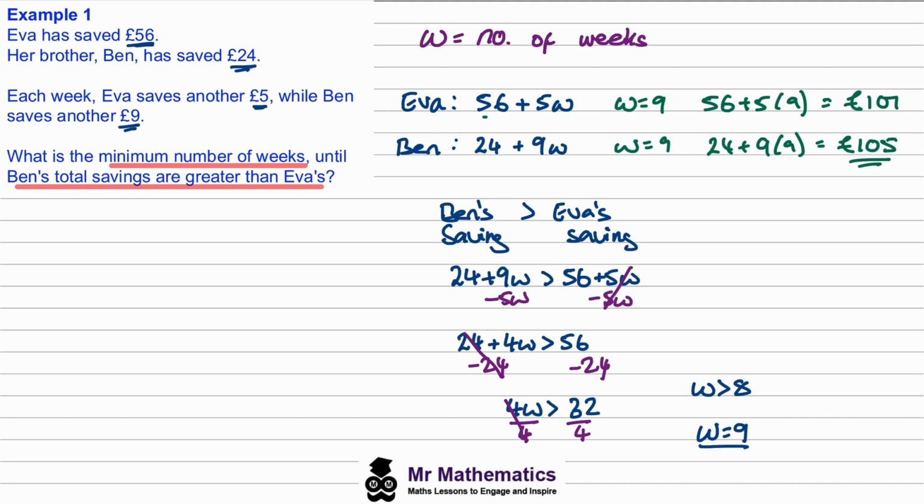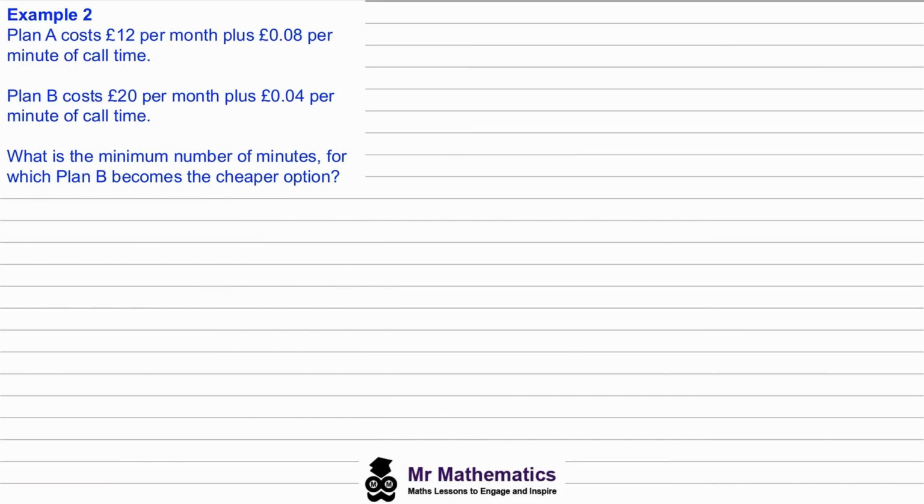Let's try example 2. So now we're told we've got 2 plans. Plan A costs £12 per month plus 8 pence per minute of call time. Plan B costs £20 per month plus 4 pence per minute of call time. What is the minimum number of minutes for which Plan B becomes the cheaper option?